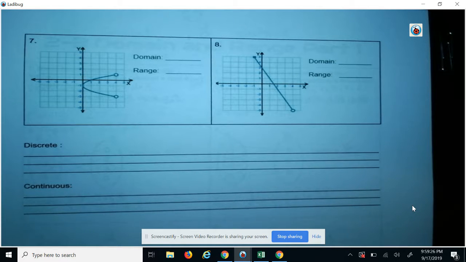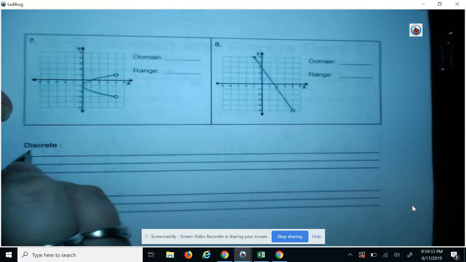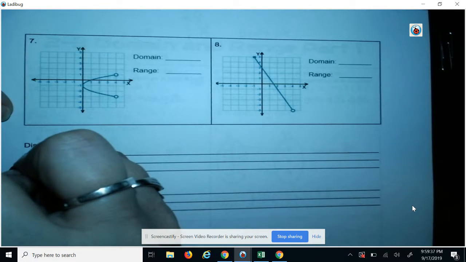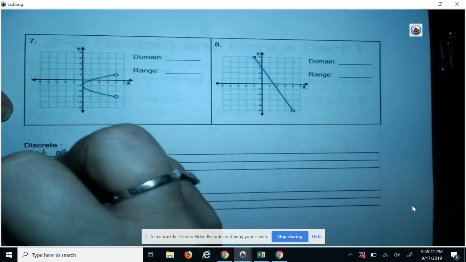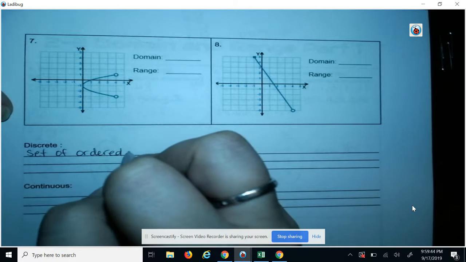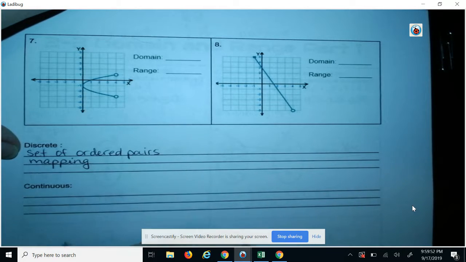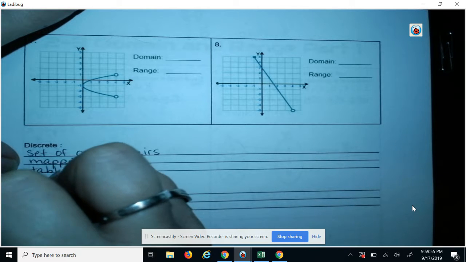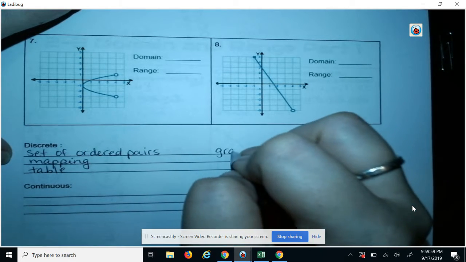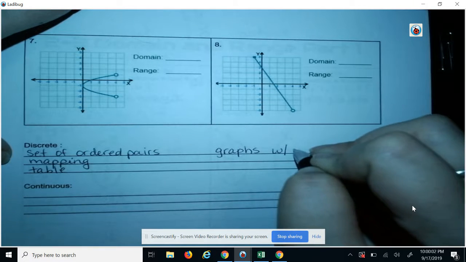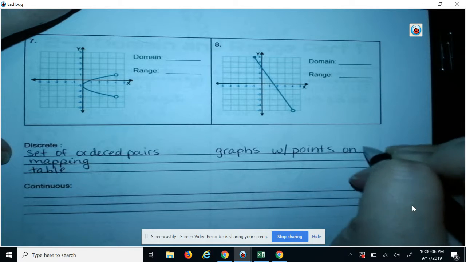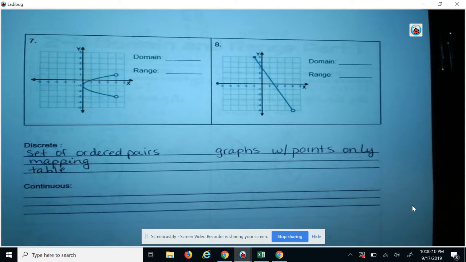Okay, so far we've talked about the ordered pairs, and we've talked about mappings and a table. All of those are discrete functions or relations. So we're going to say a set of ordered pairs, mappings, and tables, and sometimes we see graphs with points only. Okay, I haven't put anything on this to show you that, but you will see some later this week. Okay, so discrete is anything with a set of points. Okay, so all of these are just sets of points.